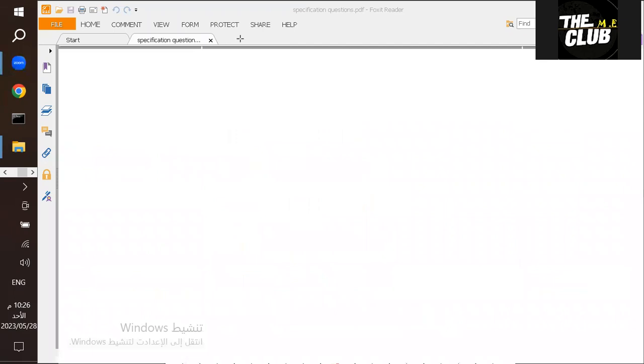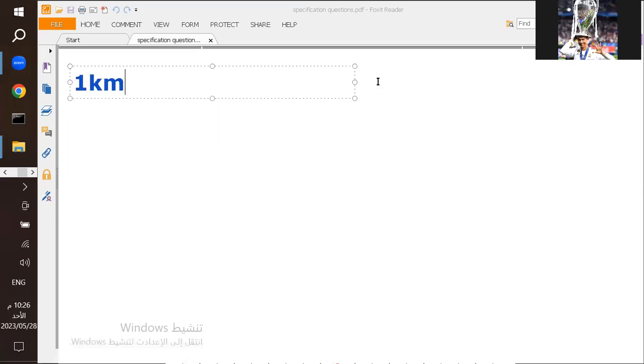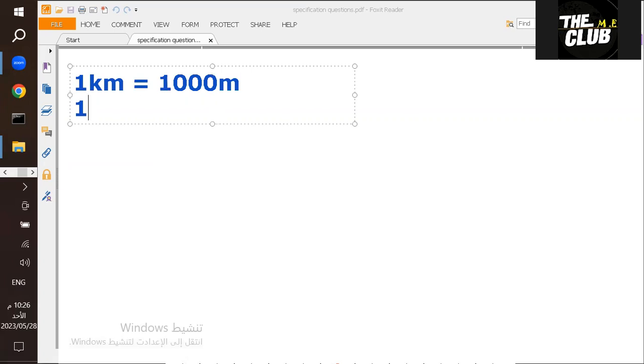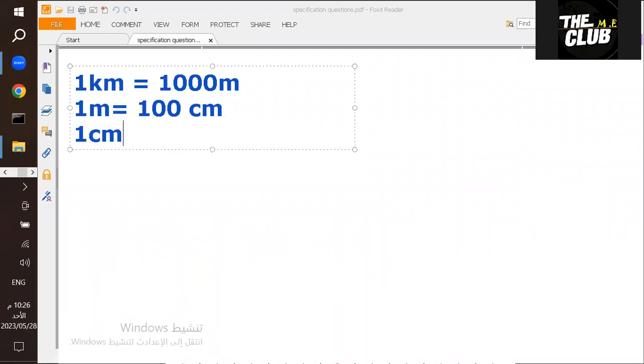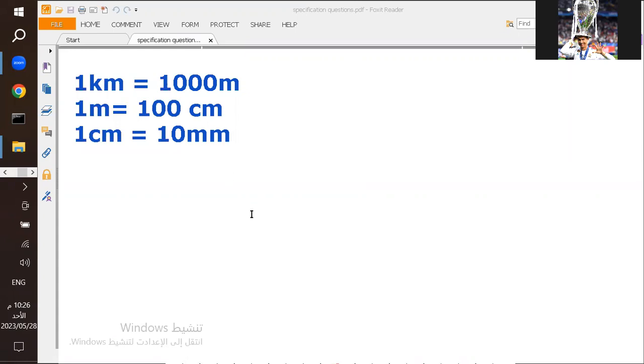We understand that 1 kilometer equals what? How many? 1,000 meters. Yes, equals 1,000 meters. And 1 meter equals 100 centimeters. And 1 centimeter equals 10 millimeters. We understand this, right? Now we're going to convert using the square and the cube measurements, okay?